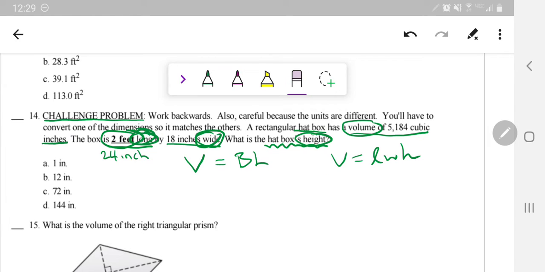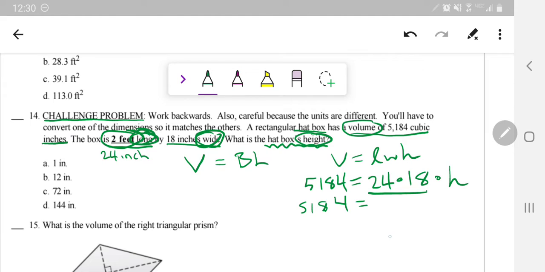Now, this is a little different in that they give us the volume. So we're going to replace V with 5,184. We know that the length is now 24 inches. We're not going to put 2 feet. That would give us the wrong answer. 24 inches. And the width is 18 inches. And we're looking for that H. So 5,184 equals, we're going to simplify the 24 times 18. And that gives us 432. And we're going to have to try to find that H.